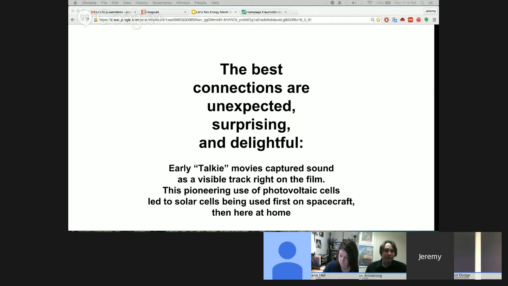So in this case, the early talkie movies, the first ones with sound, they encoded the sound right on a visible track on the film right next to the picture. And they used tiny, low-efficiency solar cells to convert those light and dark spots back into sound. Those little tiny sensors eventually became manufacturable and big enough to be used as solar cells on spacecraft and now used on the ground at home. So there's a connection between the solar panel that you might have seen as you drive down the street and these very first technological developments.